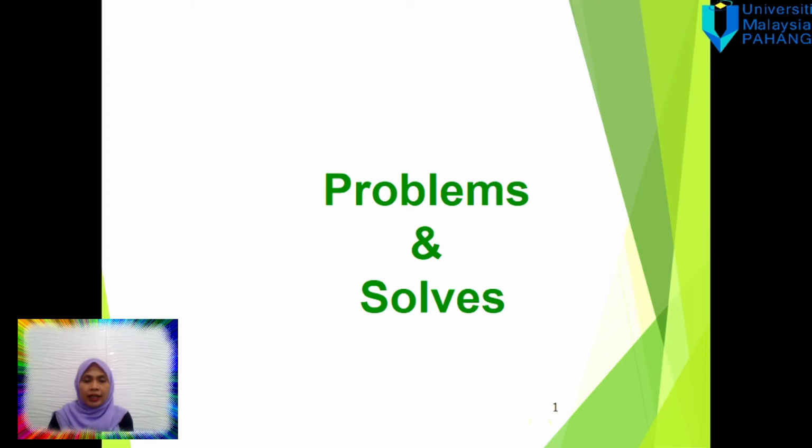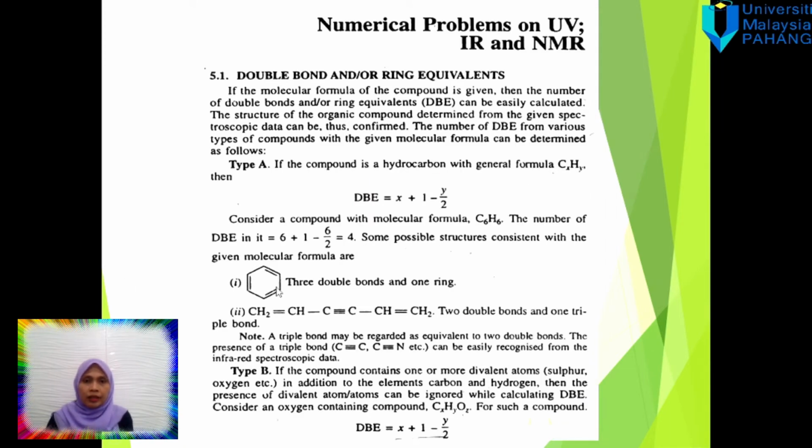The problems are regarding the data of organic spectroscopy such as UV-VIS, FTIR, mass spectrometry and NMR. All this spectroscopy data is used to elucidate the structure of organic compounds. In order to confirm the structure of an organic compound, we can use the formula of double bond equivalent to identify the presence of how many double bonds and rings inside the structure.